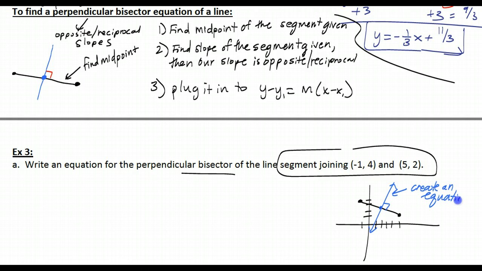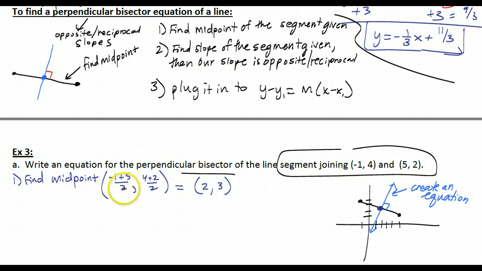And in order to create an equation of a line, I need a point and I need a slope. The point that I'm going to have here is the middle of this segment. So first, I'm going to find the midpoint of the segment given. And that's the same step 1 I did on the other side. Okay, so my midpoint, add my x's, divide by 2, add my y's, divide by 2, and you end up with 2, 3. 6 divided by 2 is 3, 4 divided by 2 is 2. Okay, so I found a point.